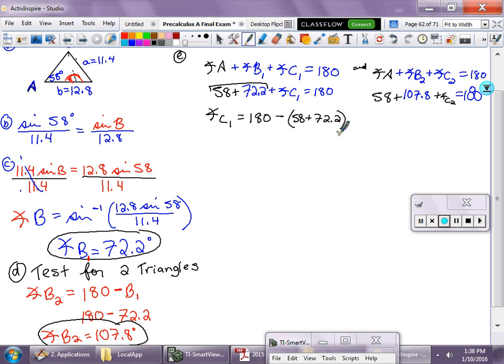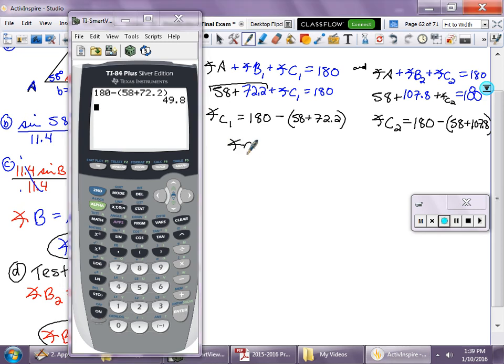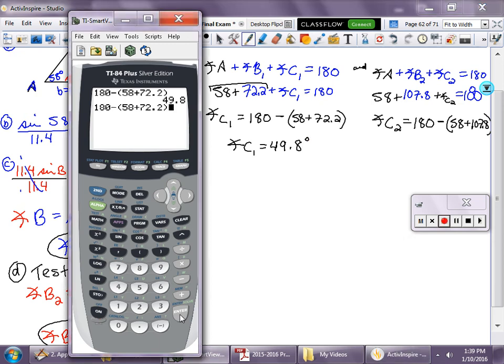And the same thing goes here. Angle C2 is going to equal 180 minus the sum of these. And put these values in a calculator. Okay, so the first angle for C1 is equal to 49.8 degrees. And let's do second enter. Be 58 plus, just typing over, 107.8.